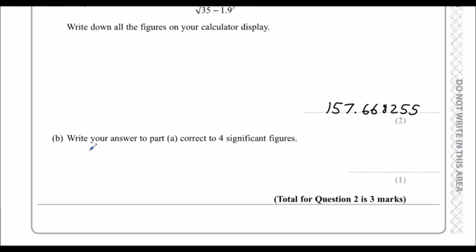Part B, write your answer to part A correct to 4 significant figures. So 1, 2, 3, 4. The next number is a 6. It is 5 or above. So we round up to 157.7.